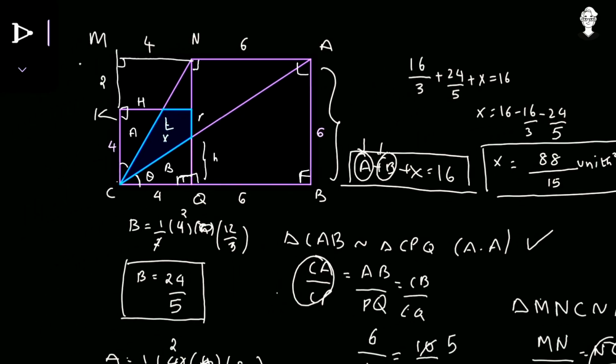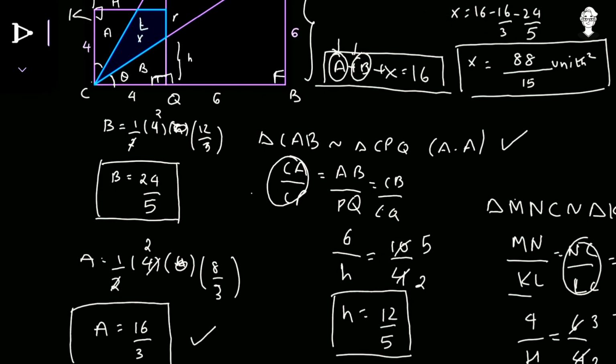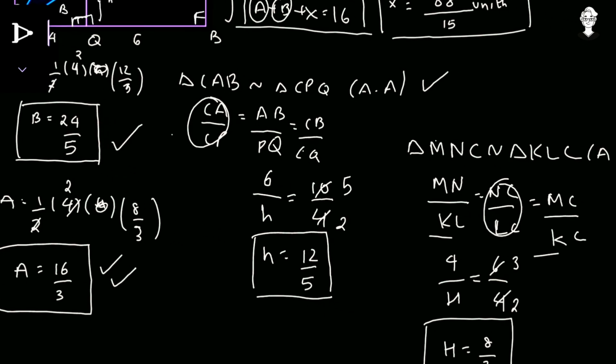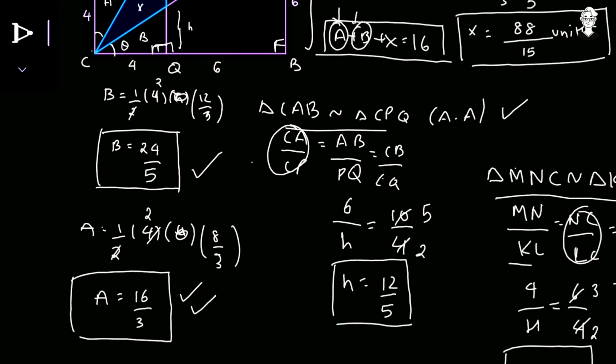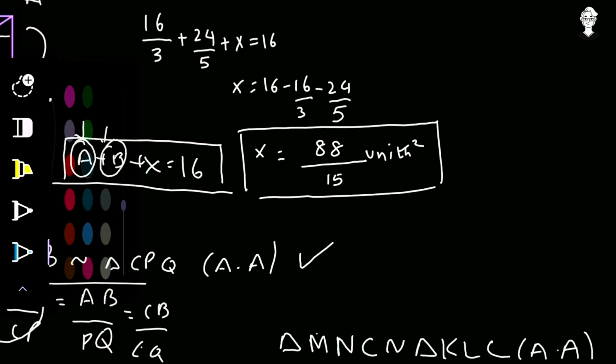So what we did is that these three areas together are equal to 16 units square. We found the value of a, we found the value of b, and in that the heights were required, and that we calculated by the similar triangles. That was all we have used. So x is equal to 88 upon 15 is the answer to this question.